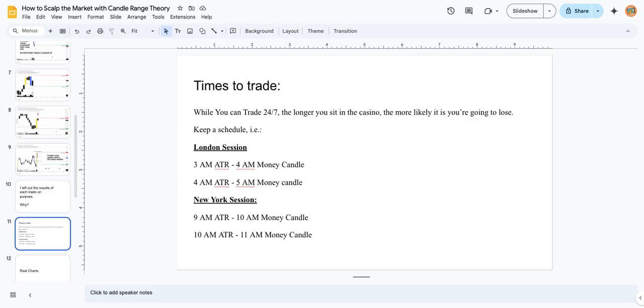So keep a schedule. For example, I'm only looking for a 3 a.m. average true range candle, blue or yellow, and then I'm looking for a 4 a.m. money candle. Just a little 2 hour window. You don't have to sit in front of the chart. You could check your chart once an hour, every hour from say 3 to 5 or maybe 9 to 11, for London session or New York session. If you want to trade Asia, that's fine too.